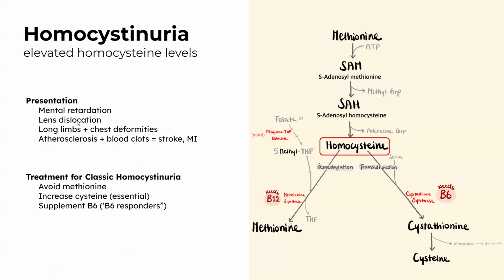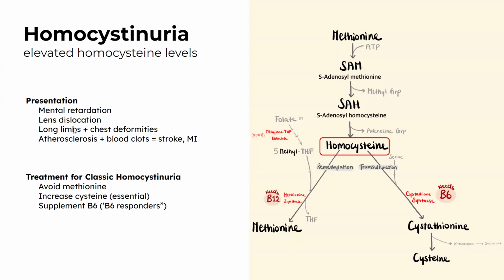Another thing is that it affects your lens. So in your eyes, you have connective tissue that holds your lens in place. So homocysteine will come and damage this connective tissue, so your lens will not be held in place and it will move, and this will cause vision problems.